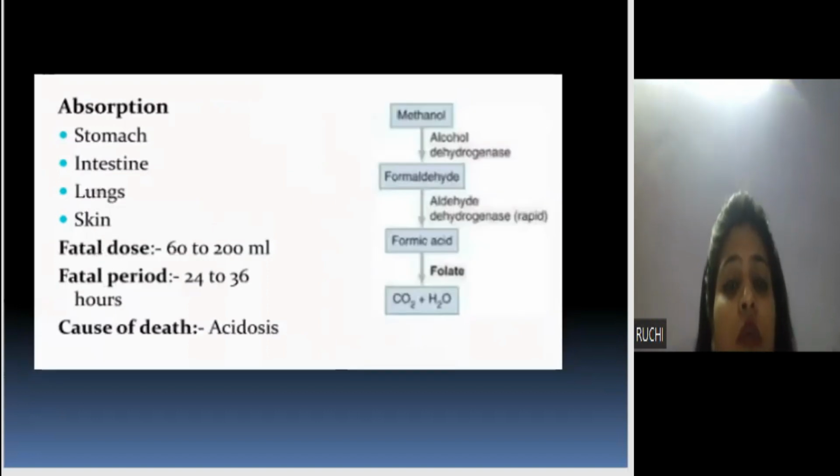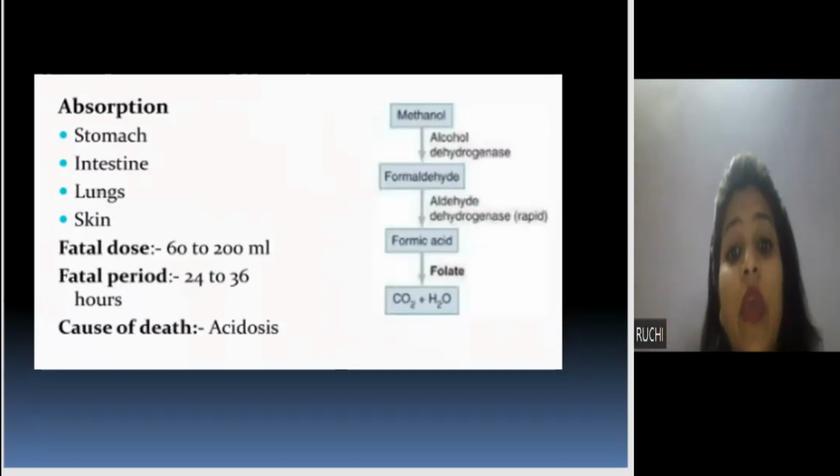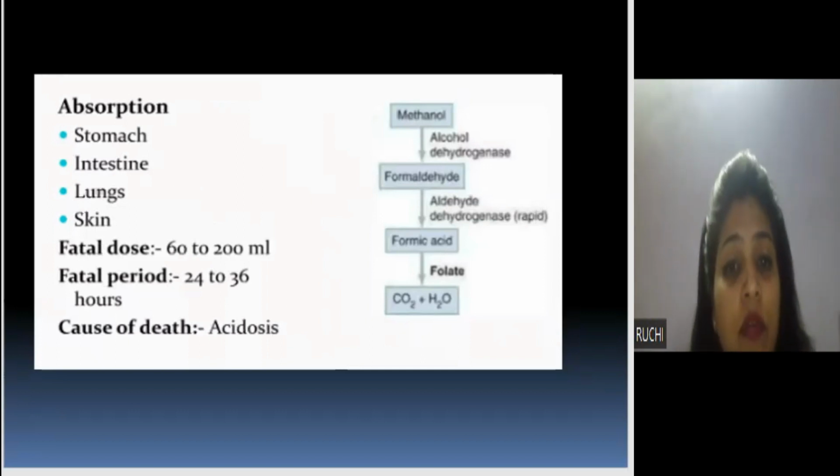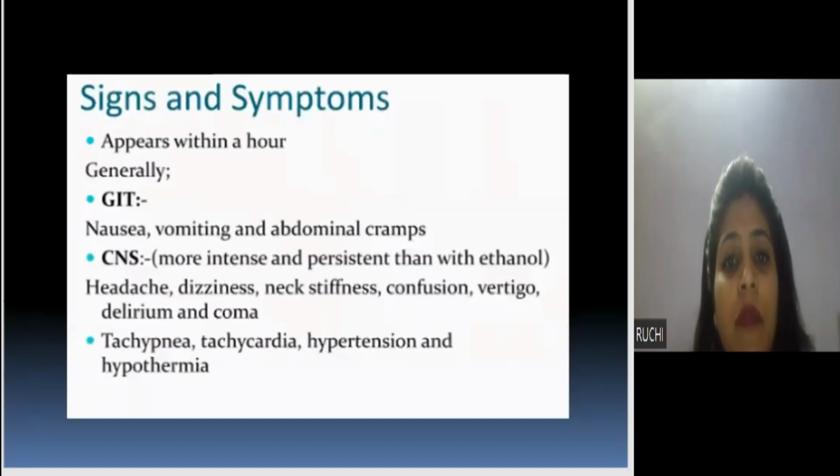Most of the absorption, as we have already discussed, is 70% from the stomach, the rest from the intestine, and also through the lungs and skin. Fatal dose is 60 to 200 ml. Even a smaller dose is very dangerous for people. The fatal period is 24 to 36 hours. And of course, as we know, the cause of death is mostly acidosis. It causes severe acidosis in blood.